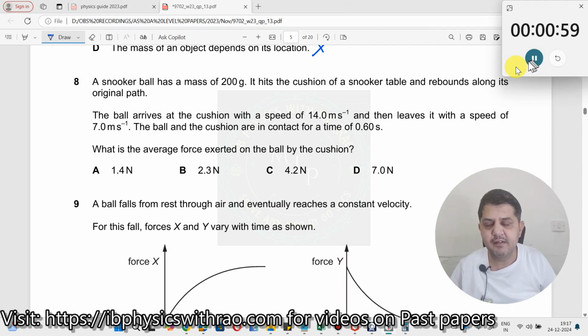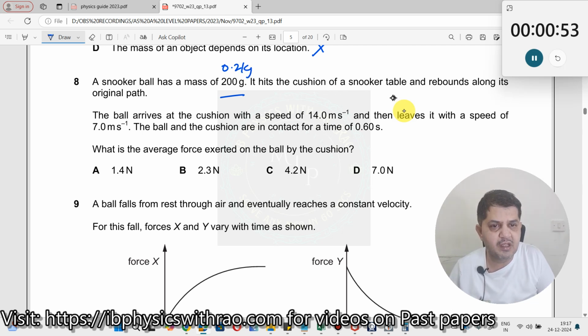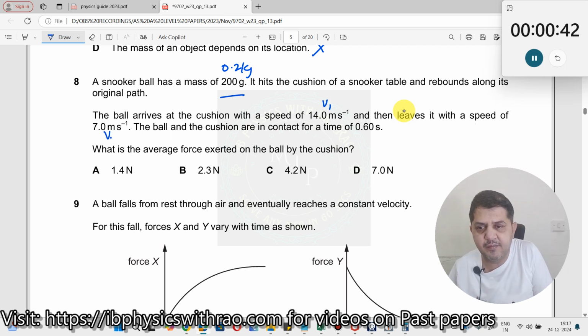Question number 8. A snooker ball has a mass of 200 grams, 0.2 kg is the mass. It hits the cushion of a snooker table and rebounds along its original path. The ball arrives at the cushion with a speed of 14 meters per second, so v1 is given to you, and then leaves at a speed of 7 meters per second, so v2 is also given to you. The ball and the cushion are in contact for a time of 0.6 seconds. Time is given to you.